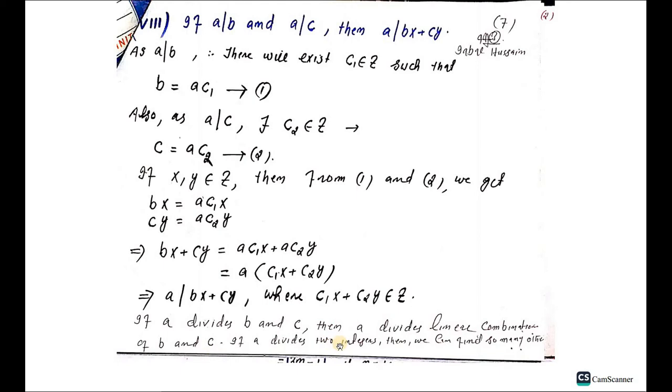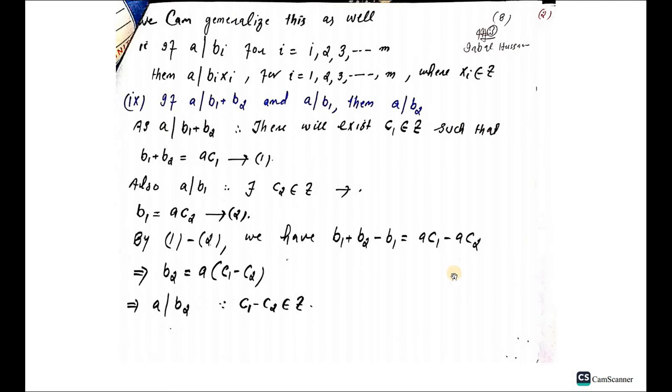If a divides two integers, then we can find so many other integers. Here we should have used sigma. If we use sigma, it means that if a divides bi for all i, then a will divide sigma bi xi, where i is equal to 1 up to m. Sigma bi xi, where i is equal to 1 up to m, means a divides b1x1 plus b2x2 up to bmxm.